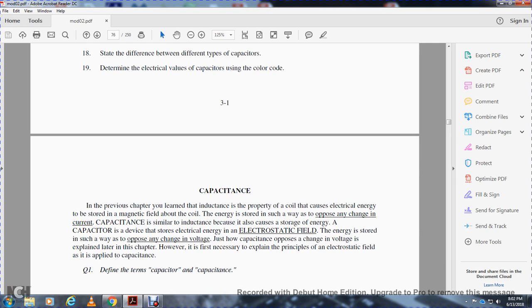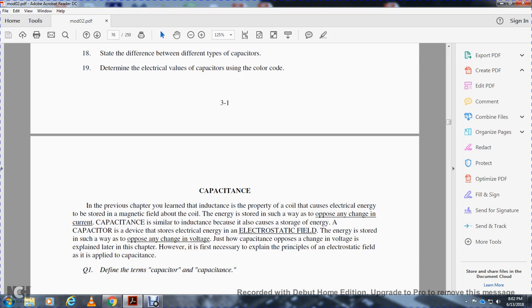Capacitance. In previous chapters, we learned that inductance is the property of the coil that causes electrical energy to be stored in the magnetic field of the coil. The energy is stored in such a way that it opposes any change in the current. Capacitance is similar to inductance because it causes storage of energy.